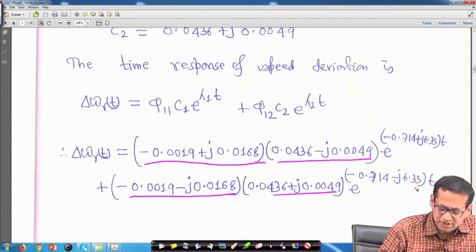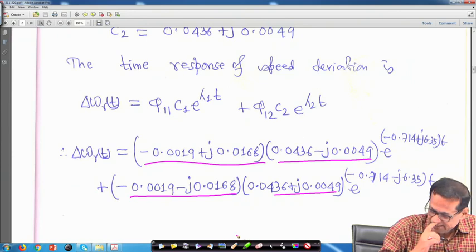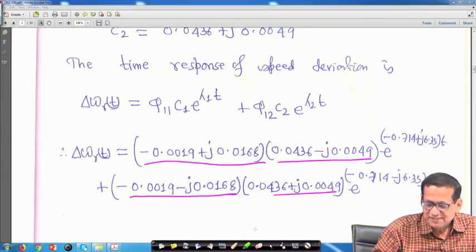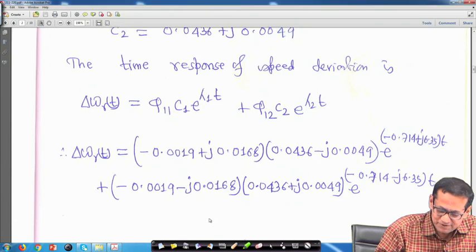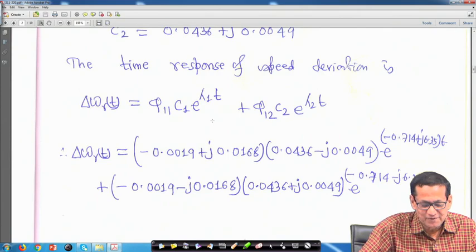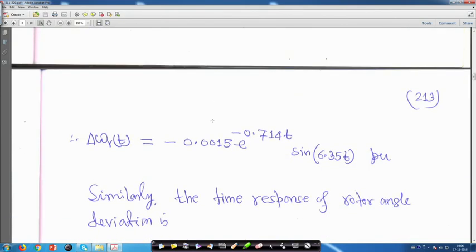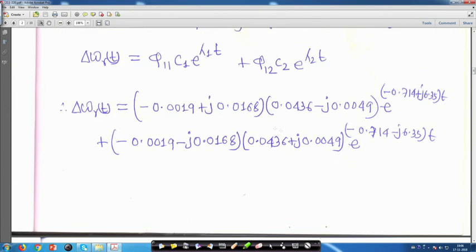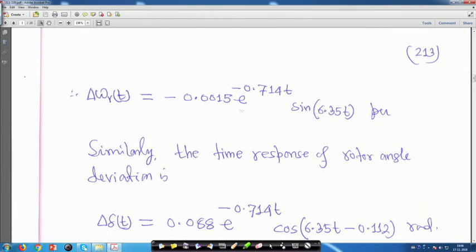So, this is the time response of delta omega r t. If you simplify this, you will find how the response will come, and it will come in this form: delta omega t is minus 0.0015 e to the power minus 0.714 t into sin 6.35 t. If you simplify all these things, you will find there is no complex number involved, and the answer I am giving is the correct one, right.